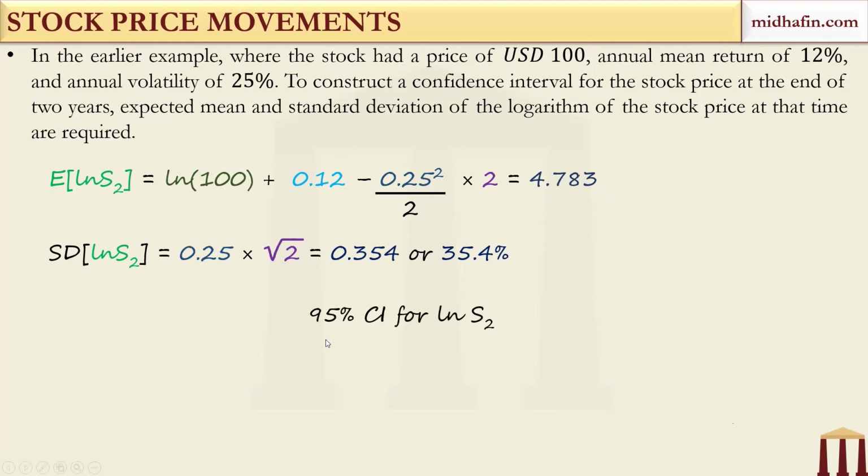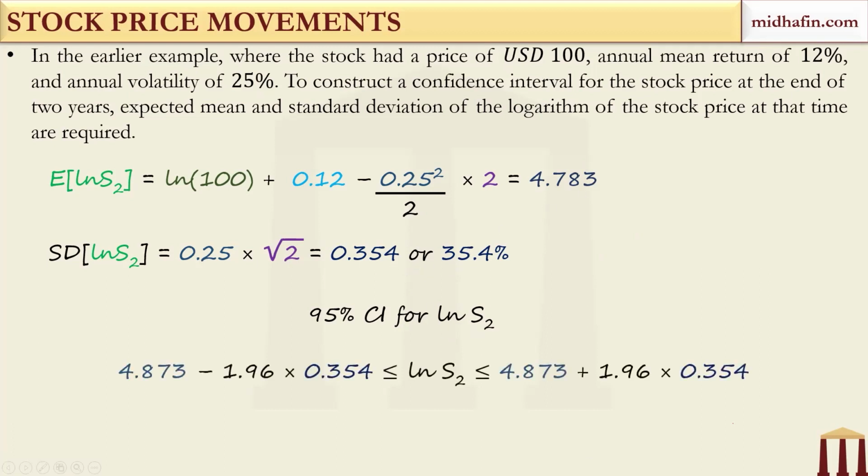Now I want to build the 95% confidence interval. First, I'll build the 95% confidence interval for ln of S, because logarithm of S is normally distributed. It's easy to find. I can apply the normal distribution assumption, that is mean minus 1.96 times the standard deviation and mean plus 1.96 times the standard deviation. Okay, I built the confidence interval for ln of S.